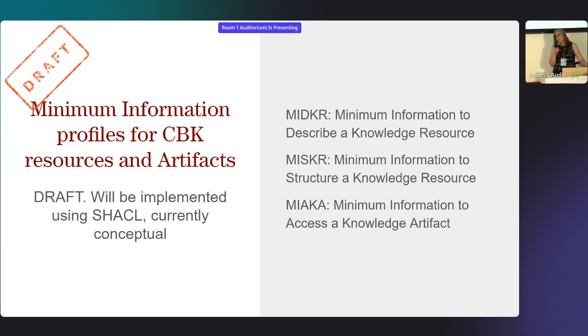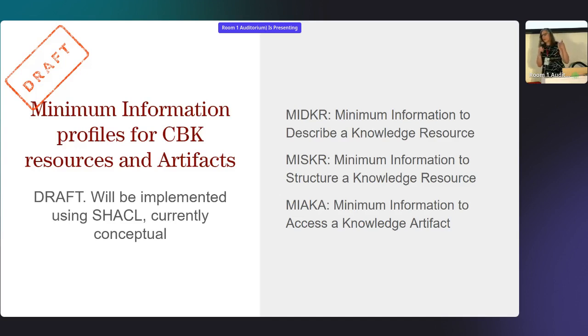At least in the genomics world, and I'm pretty sure it's spread beyond that now, there's this idea of minimum information profiles. The first one was minimum information for a microarray experiment, I believe. So it was MIAME. And then there was minimum information to describe a genomic experiment, and so forth and so on. We took inspiration from that, because a lot of these things are task driven. How do we know what we want? So we've been putting together these minimum information profiles for different aspects of CBK resources and artifacts.